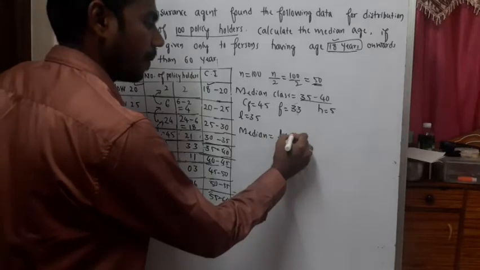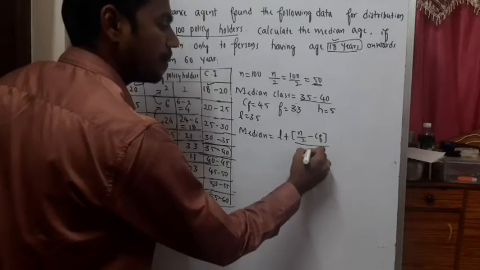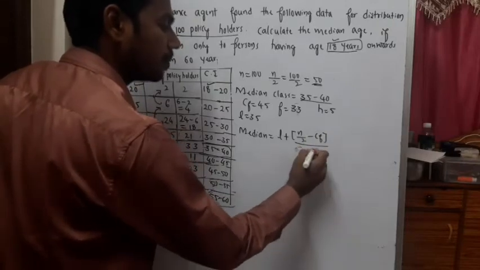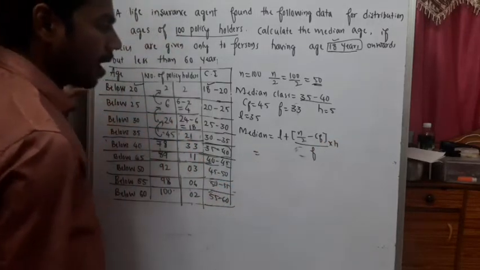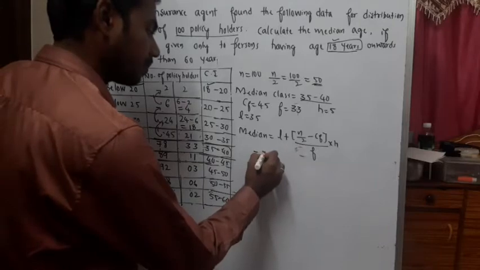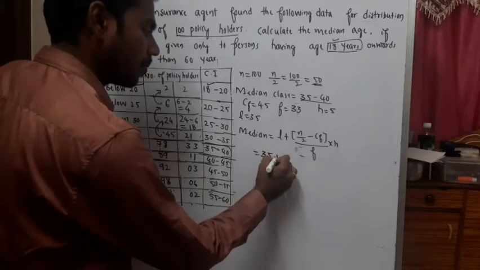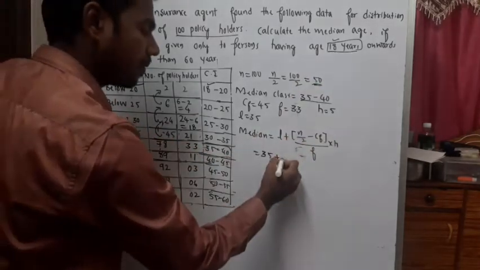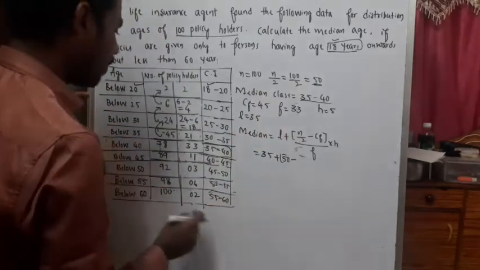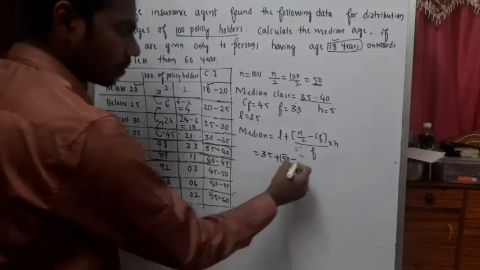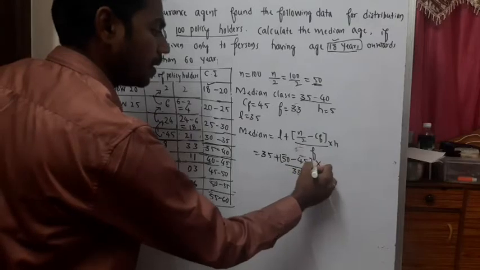L plus (N by 2 minus CF) divided by F, into H. What is L? L is 35. 35 plus, what is N by 2? N by 2 is 50, minus what is CF? CF is 45. Then what is F? It is 33, into what is H? 5.